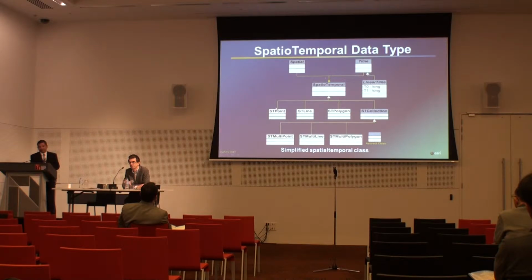Again, it has three subclasses: ST point, ST line, and ST polygon. ST point means spatial temporal point. It means that each object has a start point and end point. So each spatial object has this start and end point. Similarly, there is a concept of ST collection, which is an abstract class, and it has three subclasses: ST multi-point, ST multi-line, and ST multi-polygon.